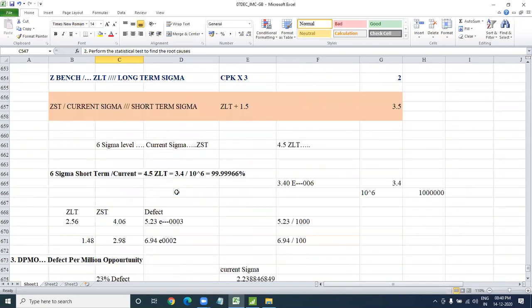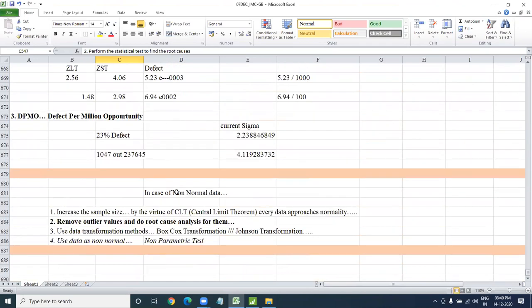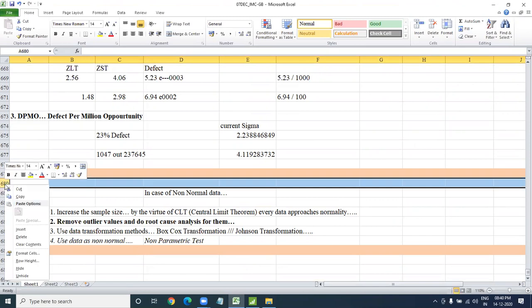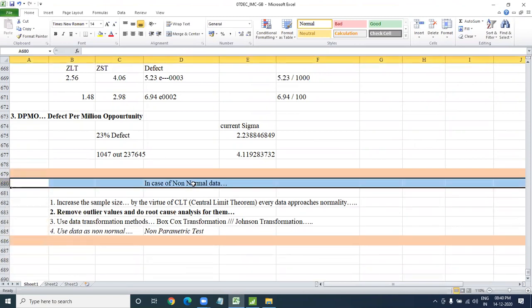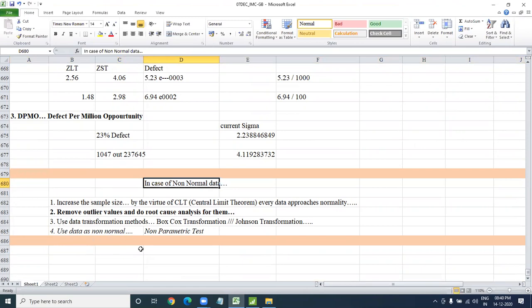Now, before we move on, there was a question towards the end of the session. What if we get data which is non-normal? We all talk about normal data. What if we get data which is non-normal? Briefly, I just talked about this towards the end of the session, that we have four different ways of dealing with non-normal data.